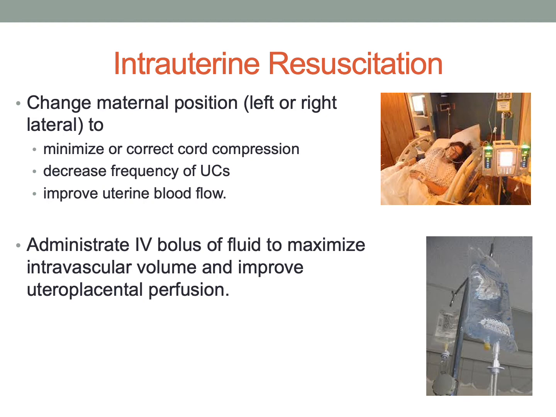So repositioning is important. You can change maternal position to minimize or correct cord compression and decrease the frequency of uterine contractions. Generally, if your patient is tachysystolic and you put her on her side, the frequency of contractions will decrease. And because you're now no longer compressing the inferior vena cava, you will in turn improve uterine blood flow. You may also want to administer IV bolus fluids to maximize intravascular volume and to improve uteroplacental perfusion. This is a great intervention in the example that I just gave of maternal hypotension.